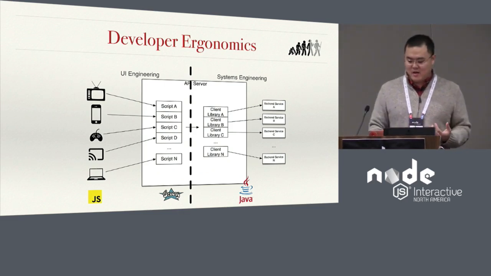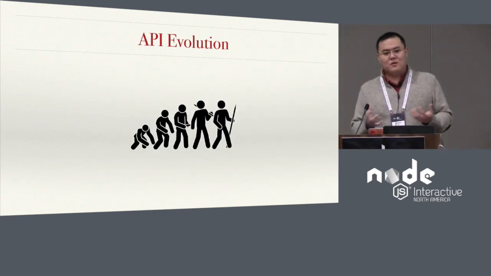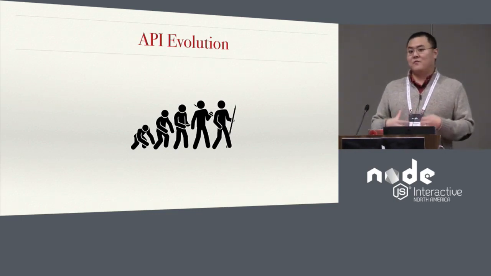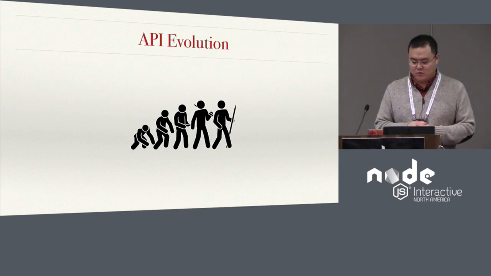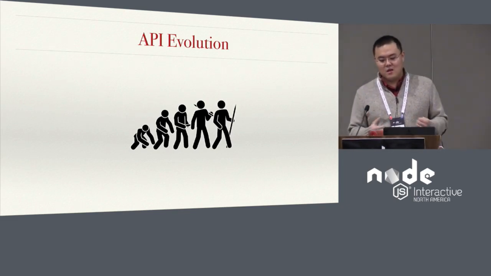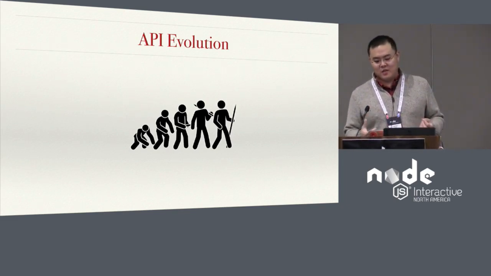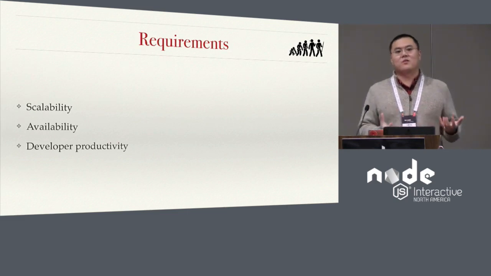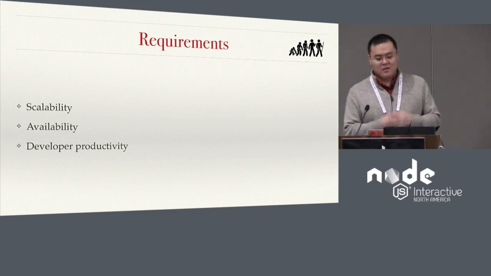So with all these things in mind, what have we learned from all these previous incarnations, right? And let's talk about what our future-facing APIs will look like, right? How do we get more and more devices and get faster velocity of change? So what would our goals be to create the next generation of API platform, right? And I think it comes down to three things, which is scalability, availability, and developer productivity. And we'll go through these in detail.